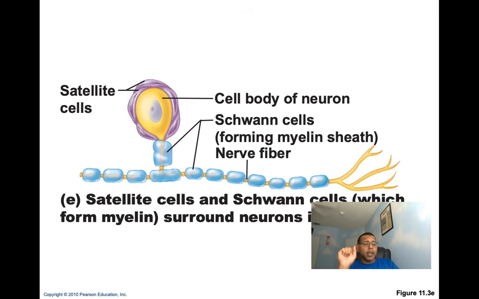Then the Schwann cells we see here, they're found surrounding the nerve fibers. Found surrounding the nerve fibers in the PNS. Now the function of these Schwann cells is that they produce myelin for the PNS. They produce myelin for the PNS.